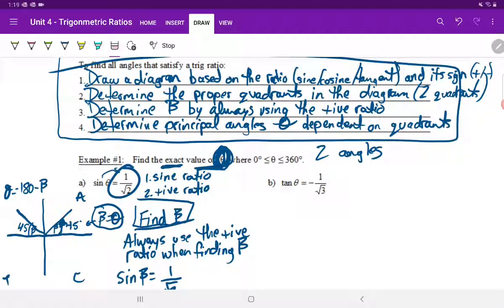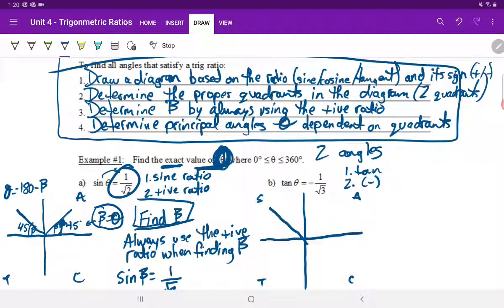Let's do this next question. So let's draw a diagram. Step one, let's draw a diagram. We have a tan ratio, and it's negative. So using the cast rule, where do we draw our terminal arms? Where is tan negative? It's negative here, and it's negative here. But we know that these related acute angles will be equal. So we're going to find the related acute angle, and then from there, find the principal angles.